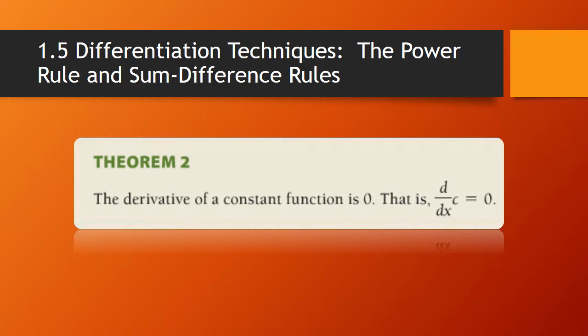That leads us to Theorem 2. The derivative of a constant function is 0, which makes sense. The slope of the line is 0.